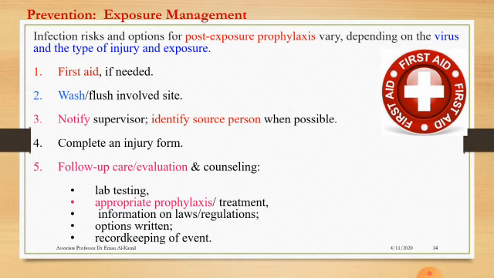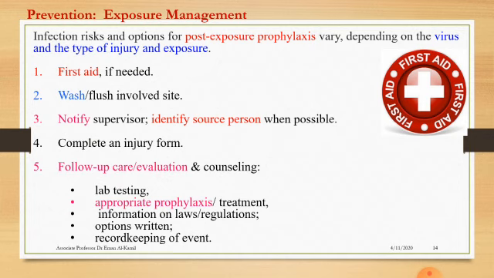So there is a special injury form which is present in each institution, and keep your notes on this injury form. A follow-up care, evaluation and counseling is needed, which include laboratory testing. Every individual exposed to any suspicious case of infection should have certain laboratory tests. Then we are going to start appropriate prophylaxis treatment according to the type of the infection.